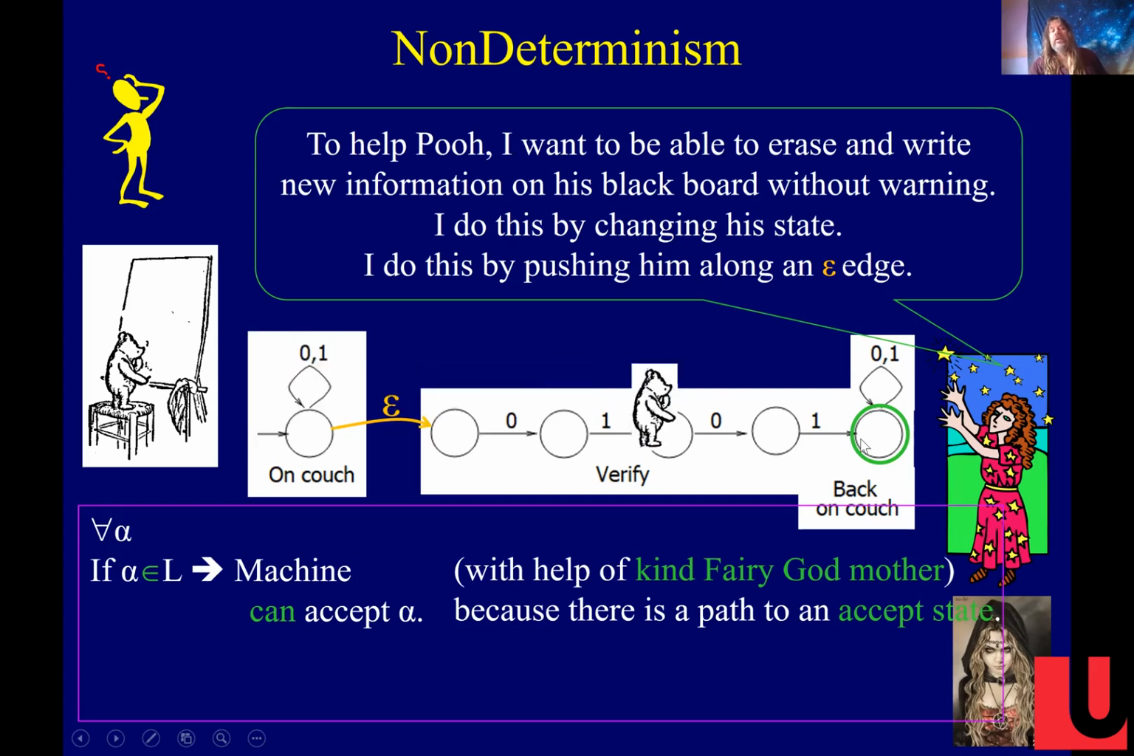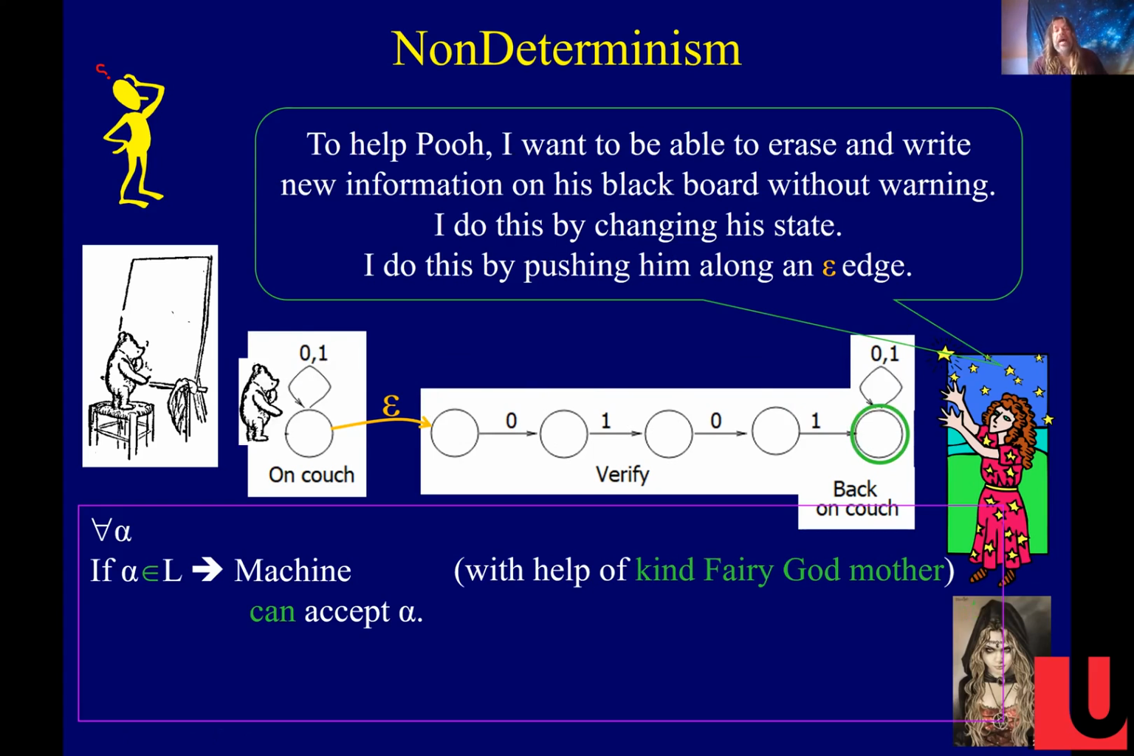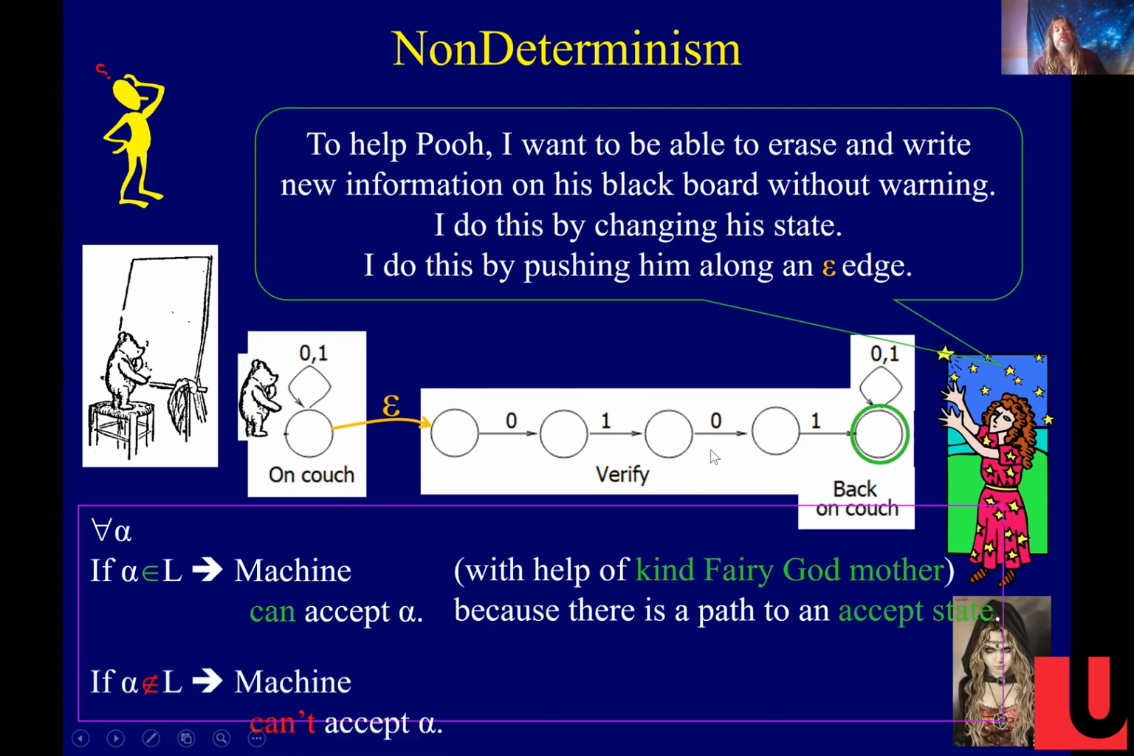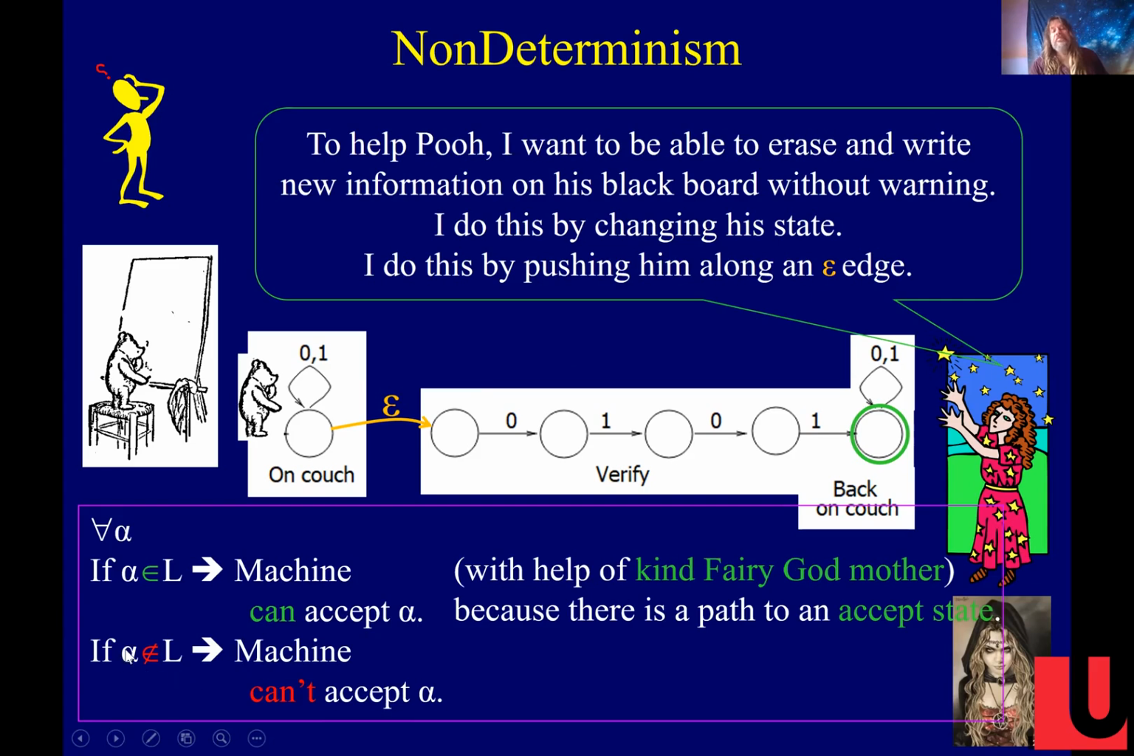So that was the path that she told them to take. Everybody follow that? There is a path. Remember what the path is? She says he sits on the couch, he gets off the couch, he verifies at 0, 1, he sits on the couch. That's a path. And if it's a yes instance, then it contains 0, 1, 0, 1, and that's our path. But what happens if the string is not in the language?